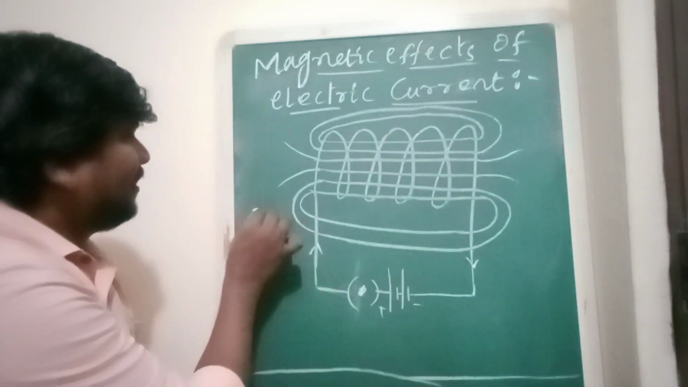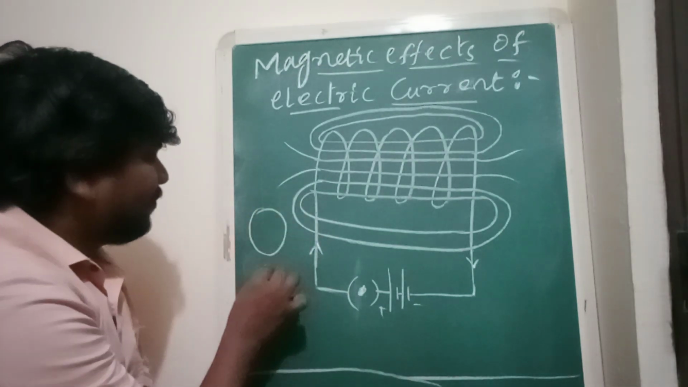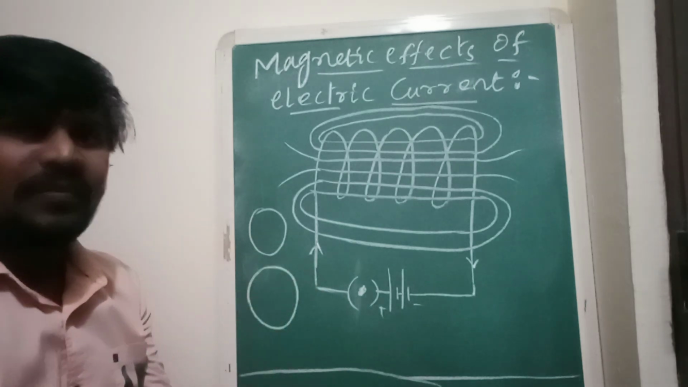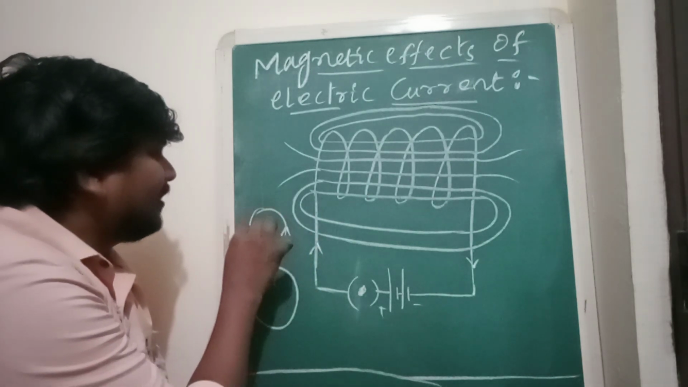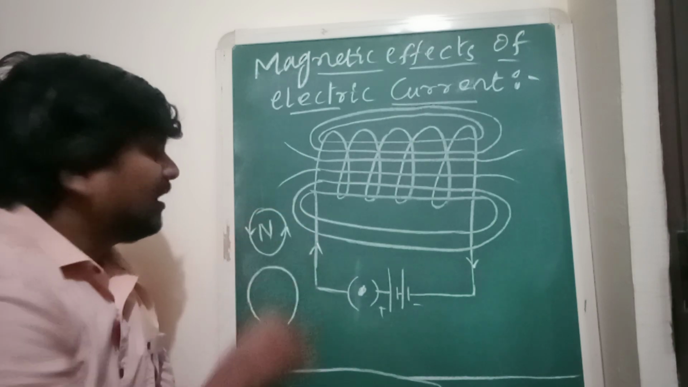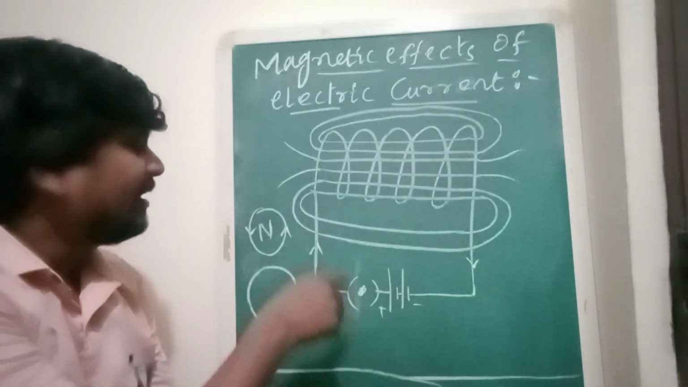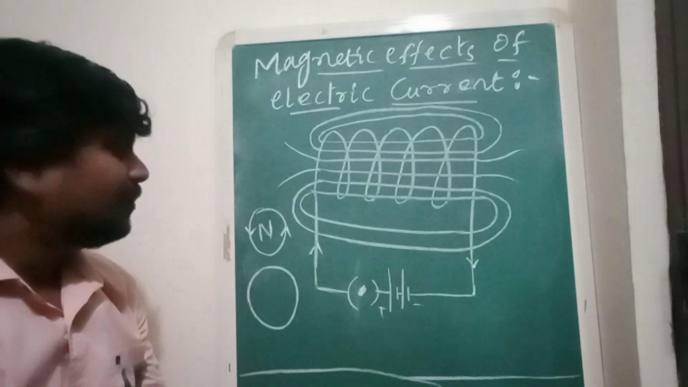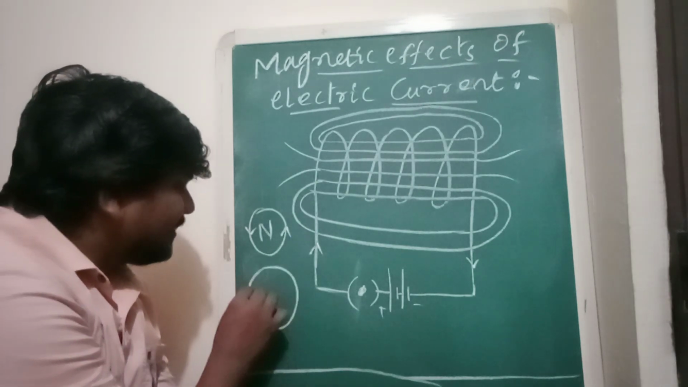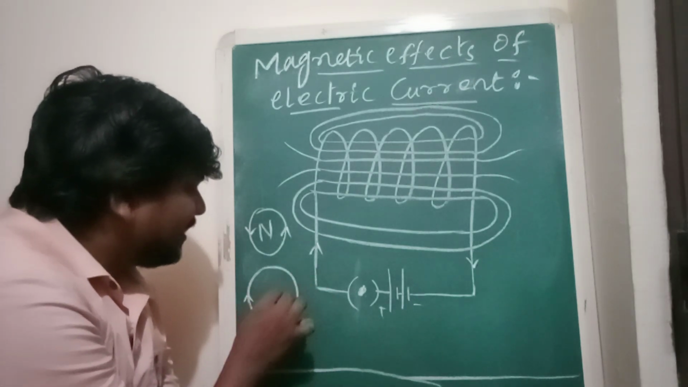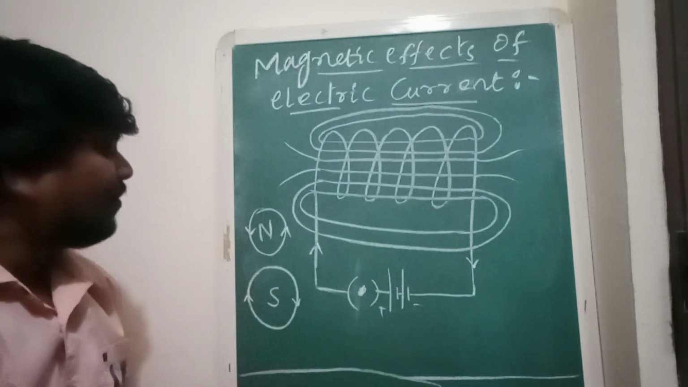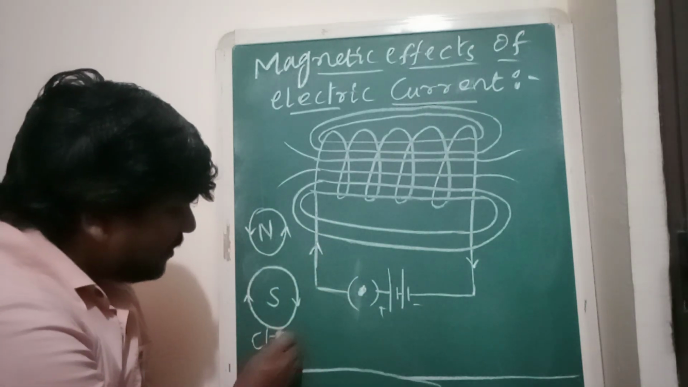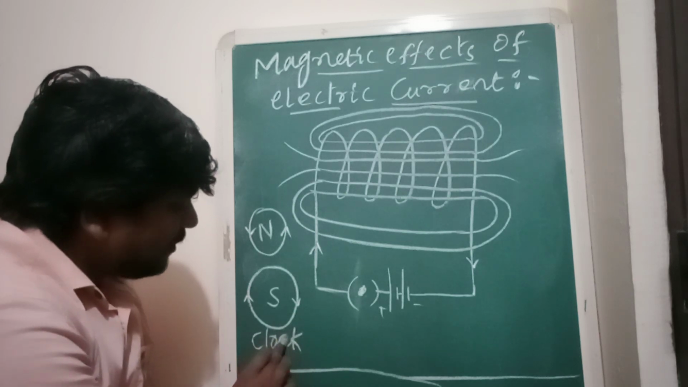We have a rule, that is the clock face rule. What is the clock face rule? If the current is passing in the anti-clockwise direction, that is the north pole. If the current is passing in the clockwise direction, that is the south pole. So this is the clock face rule.